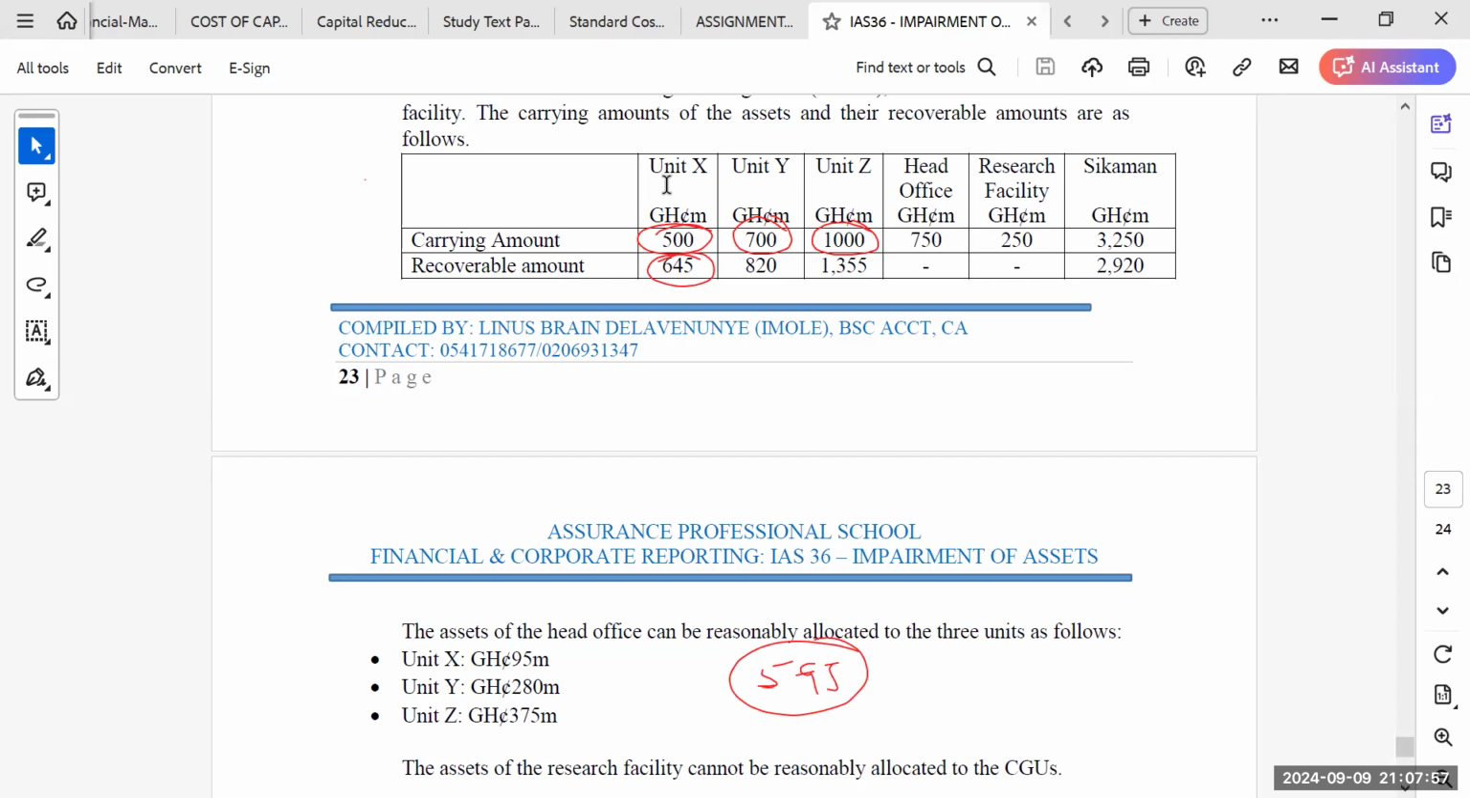What will be the total carrying value for them? 980. What is the recoverable amount given to you there? 820. Has the unit Y impaired? Yes. Let's count to unit Z.